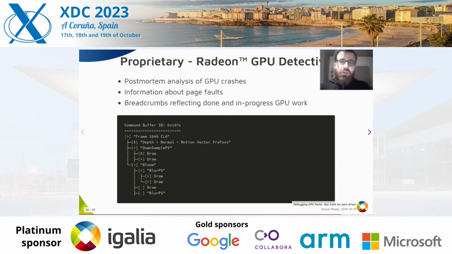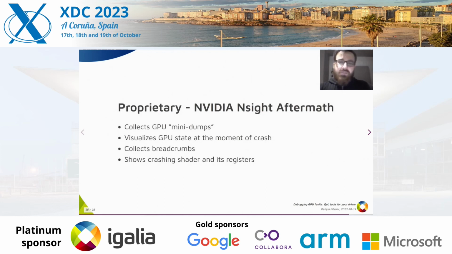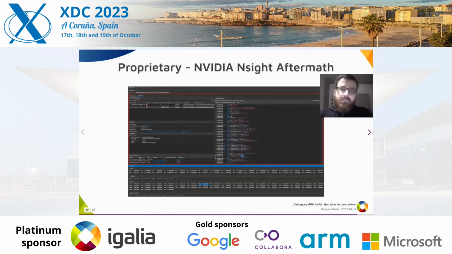Now, for NVIDIA, there is NVIDIA Nsight Aftermath, which builds upon NVIDIA Nsight. It makes it possible to collect GPU mini-dumps, collect breadcrumbs, visualize GPU state at the moment of the crash, and show the crashing shader and its registers. That's almost all what you want from a shader crash debugger, aside from step-by-step debugging, of course.